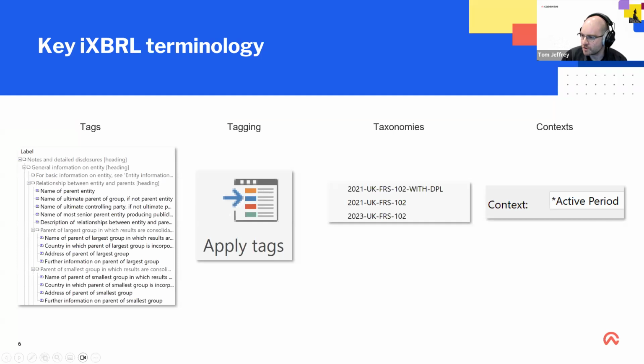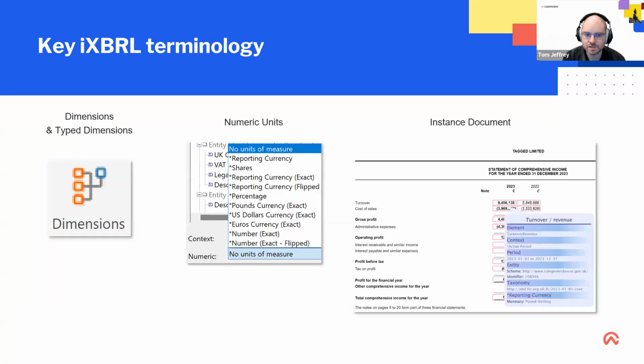And then we've just got a few additional ones here. So dimensions and type dimensions. So a dimension is where we're adding additional levels of detail for a tag if required. So, for example, in our training material, one of the examples that we give is if you're tagging a movement in fixed assets, so the cost of addition tag provided in the taxonomy will need a context. That firstly explains the period, current or prior period, but also a dimension to express the appropriate fixed asset class.